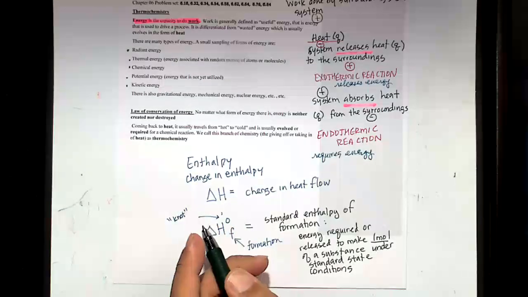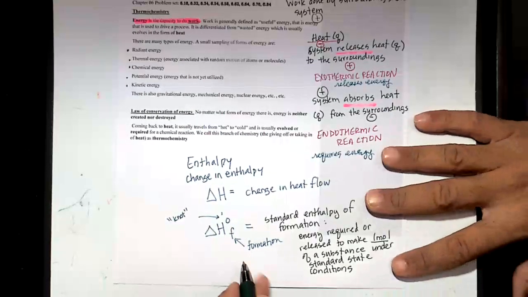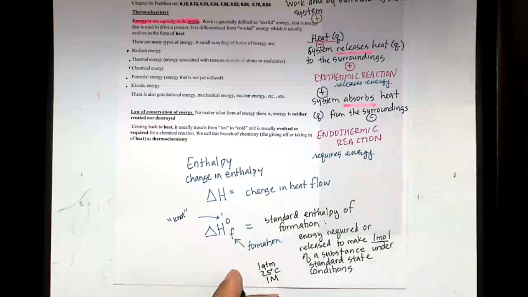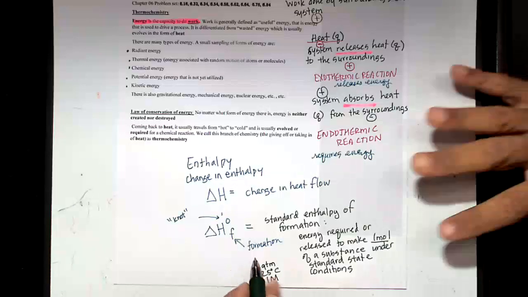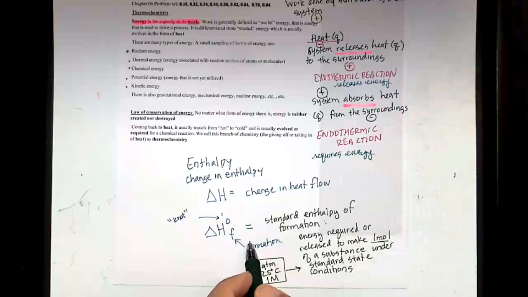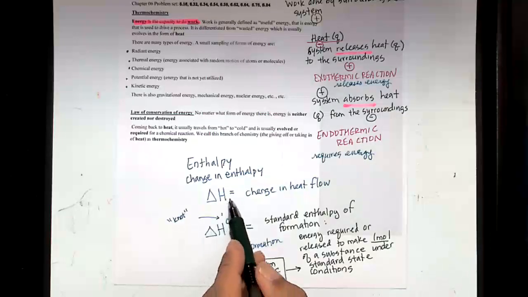Under standard state conditions. All right, so what are standard state conditions? Typically they are 1 atmosphere, 25 degrees C. If you're dealing with aqueous solutions, it's 1 molar. So it's a very specific set of conditions, and they'll give you the enthalpy of formation.